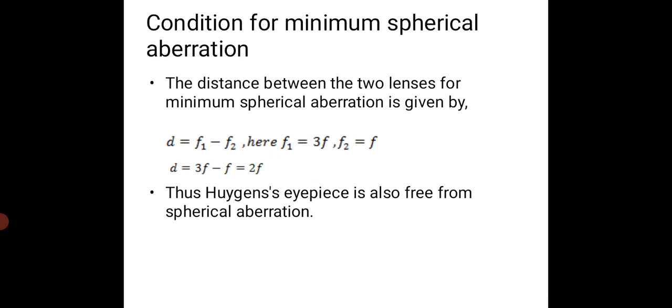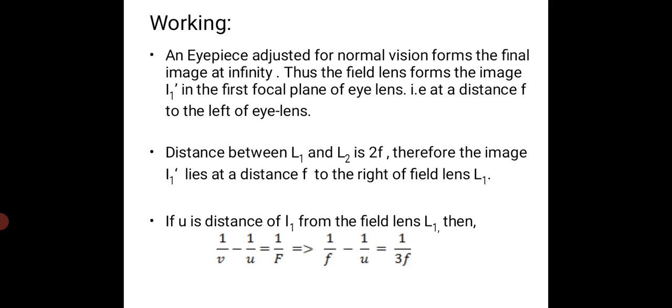Now we will see the condition for minimum spherical aberration. For minimum spherical aberration, d must be equal to f1 minus f2. Here f1 is 3f and f2 is f. Therefore d is equal to 3f minus f equals 2f. Thus the Huygens eyepiece is also free from spherical aberration.